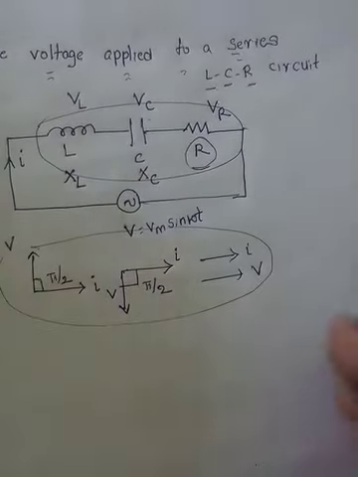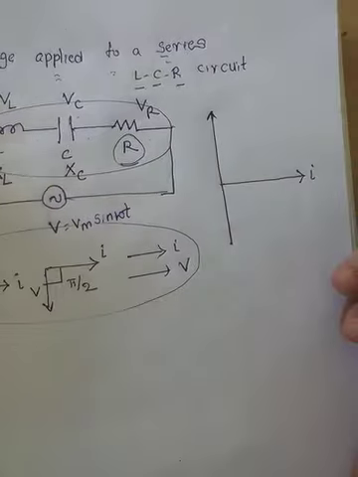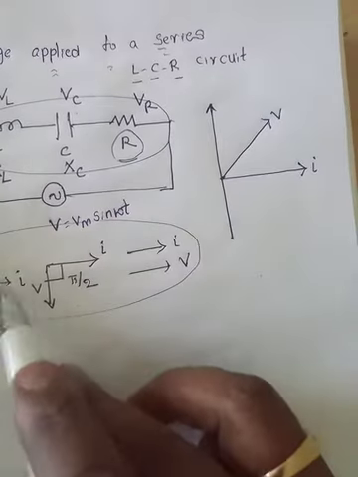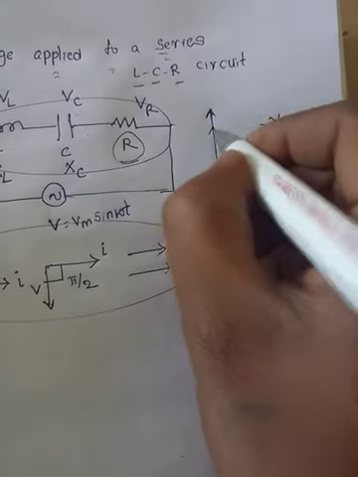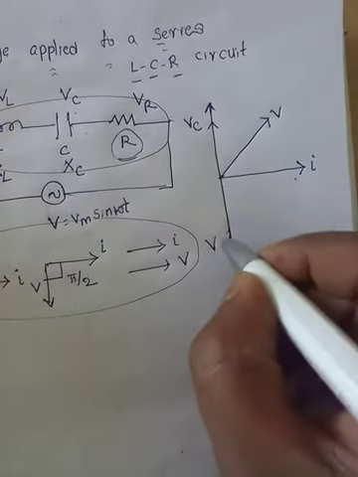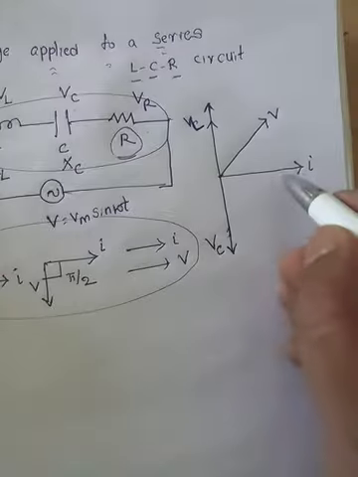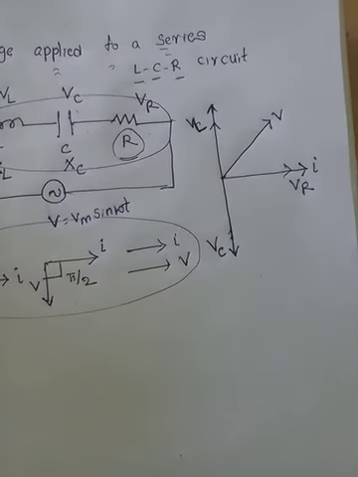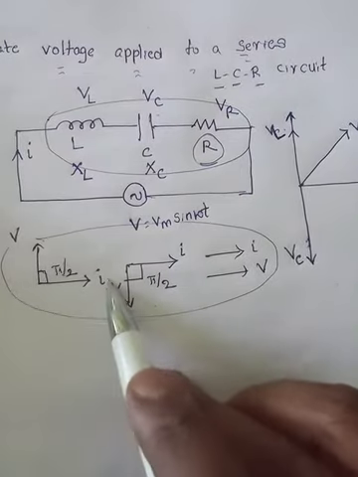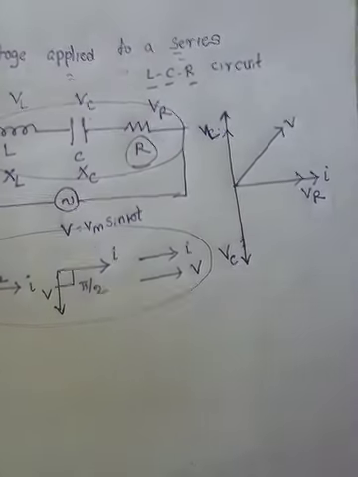If you draw for these three elements at once, here we take current as the reference, because current is constant here, and the resultant voltage is V. First case, inductor: voltage leads current, this is VL. Next case, capacitor: voltage lags, this is VC, and this is VR. VL leads current by 90 degrees, VC lags current by 90 degrees, and the resistor voltage and current are along the same direction. So we have drawn it like this.